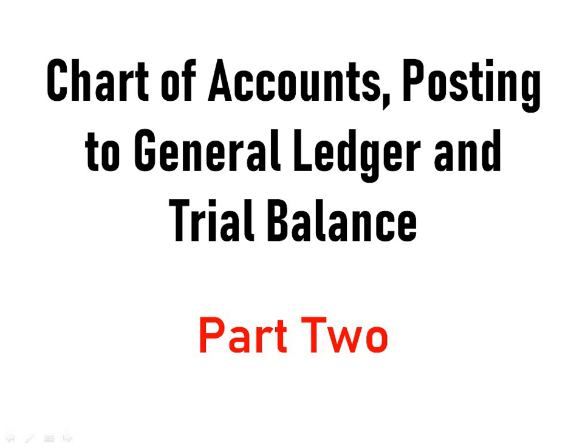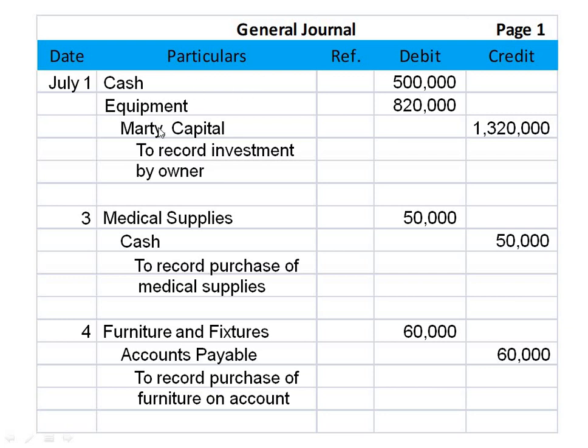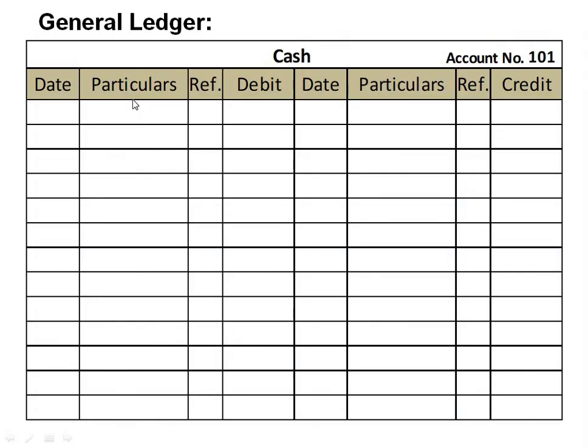Let's now start the posting procedure. This is the first entry in the General Journal of Marty Medical Clinic. July 1, debit cash, 500,000. So we have to look for the cash ledger. This one.